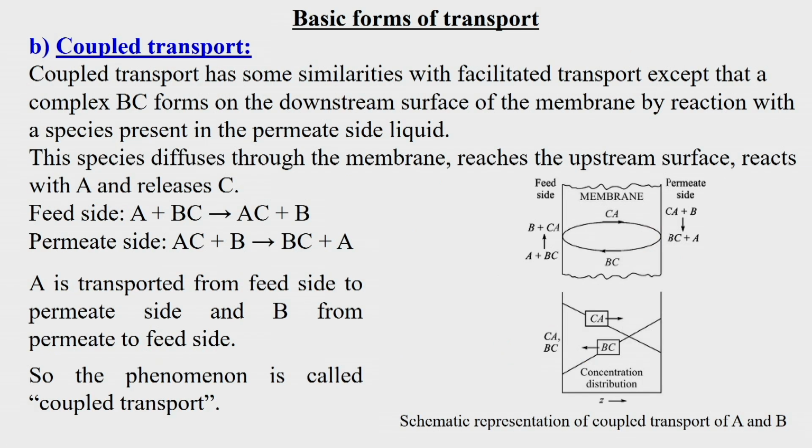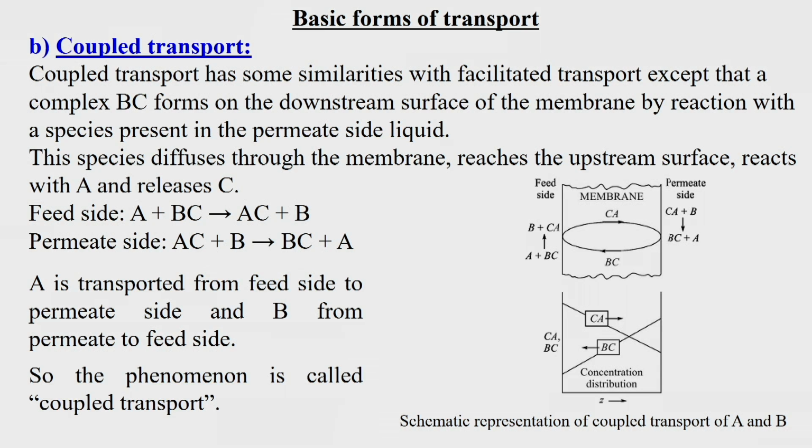And then the second one is coupled transport. The coupled transport has some similarities with the facilitated transport, except that complex BC forms on the downstream surface of the membrane by reaction with the species present in the permeate side liquid. This species diffuses through the membrane, reaches the upstream surface and reacts with A and releases C.